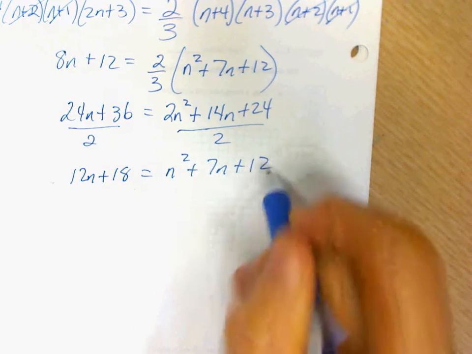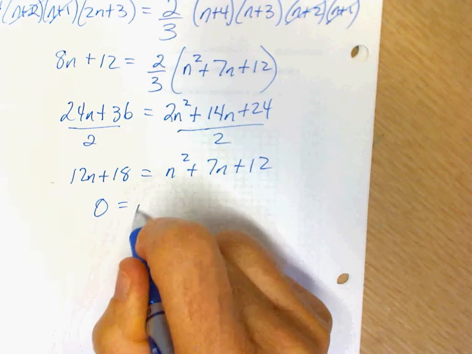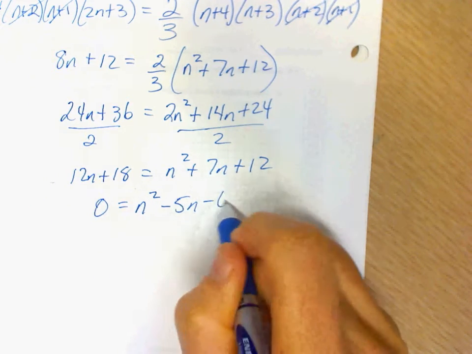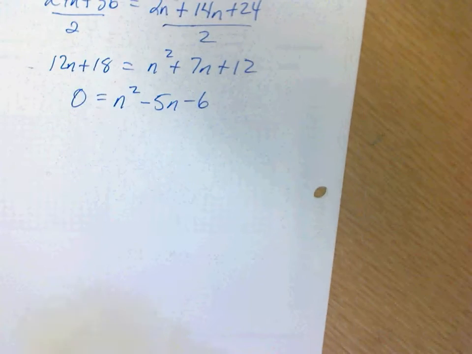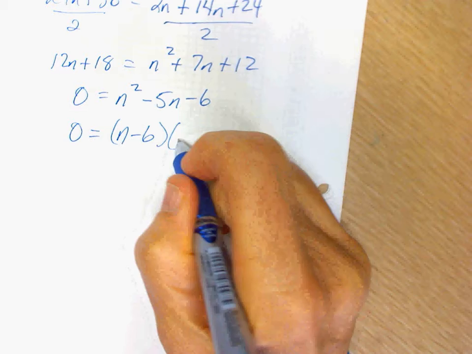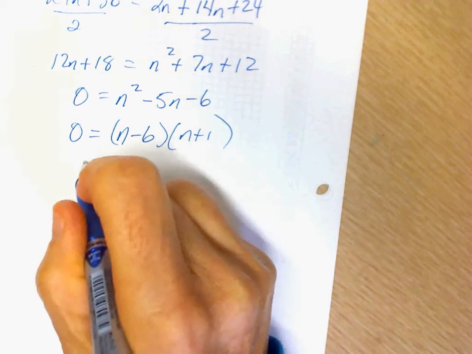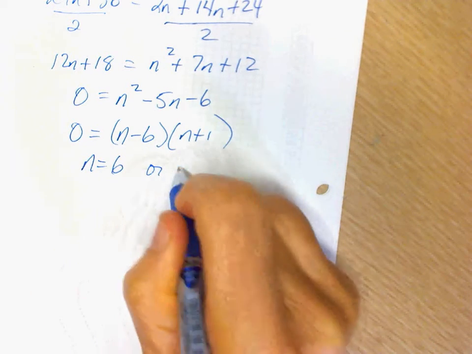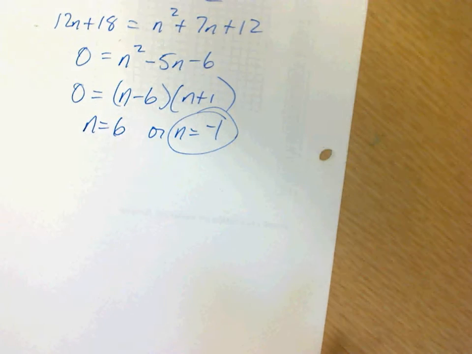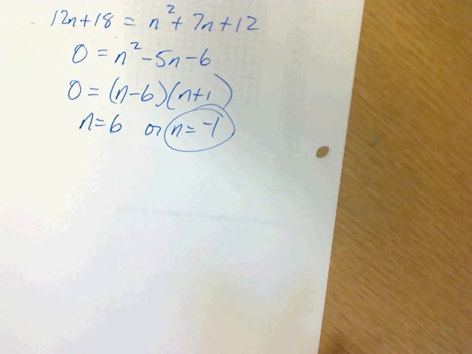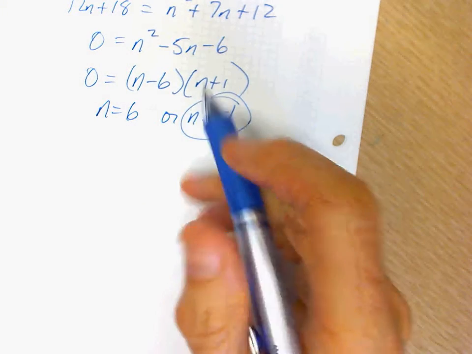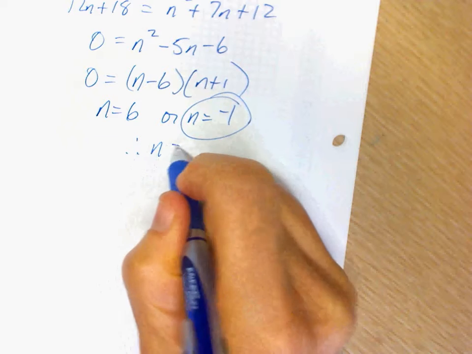So 0 equals n squared minus 5n minus 6. 0 equals n minus 6, n plus 1. Now we're going to factor. So n equals 6 or n equals negative 1. We cannot have a negative n, right? This is about counting. You can't have a negative number of objects. So therefore n equals 6.